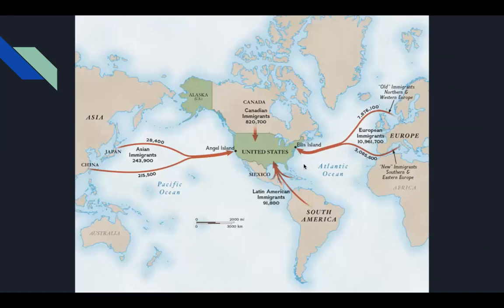So a lot of them were coming from right here. They're called new immigrants coming to America. You got Latin American immigrants, and then you got China and Japan.